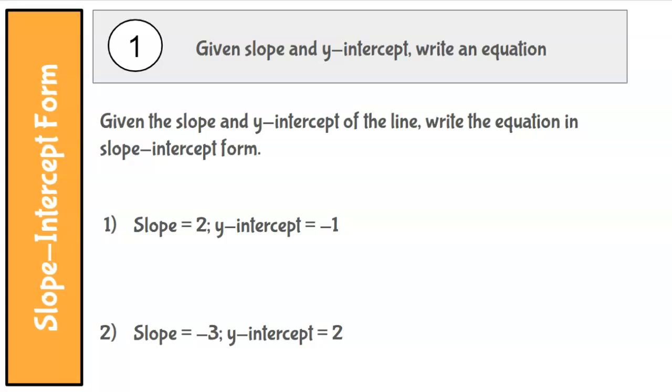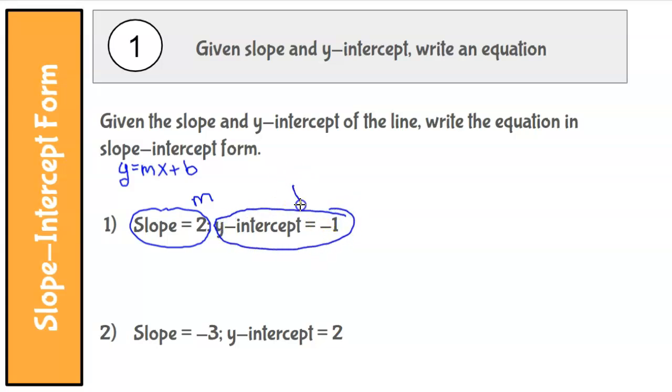Given the slope and y-intercept of the line, write the equation in slope-intercept form. So I'm going to always write, when it says slope-intercept form, y = mx + b. That helps me remember the form if I write it every time I use it. And it also helps me remember that that's what I want my final answer in. It says the slope is 2, so I'm going to circle that and call it m because I know that's what it is. And it says the y-intercept is -1, so I'm going to call that b.